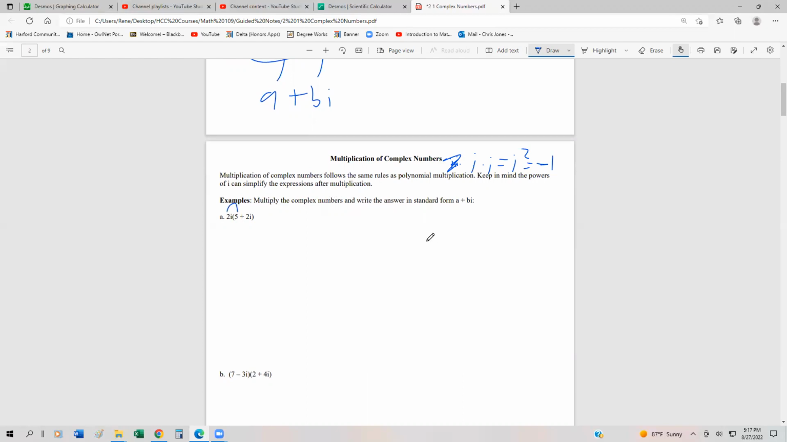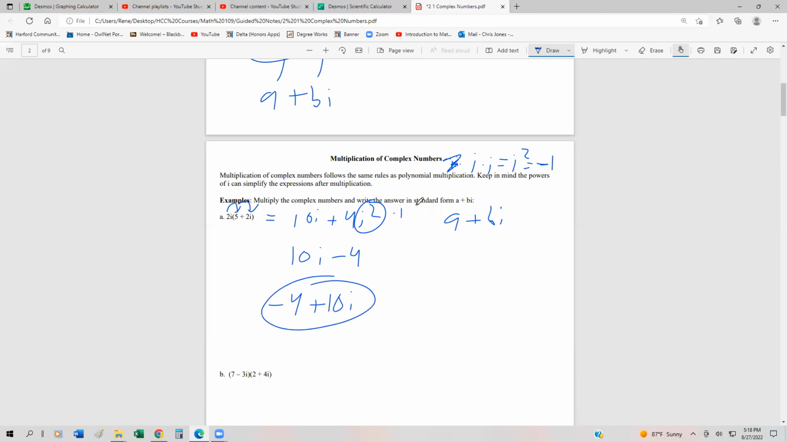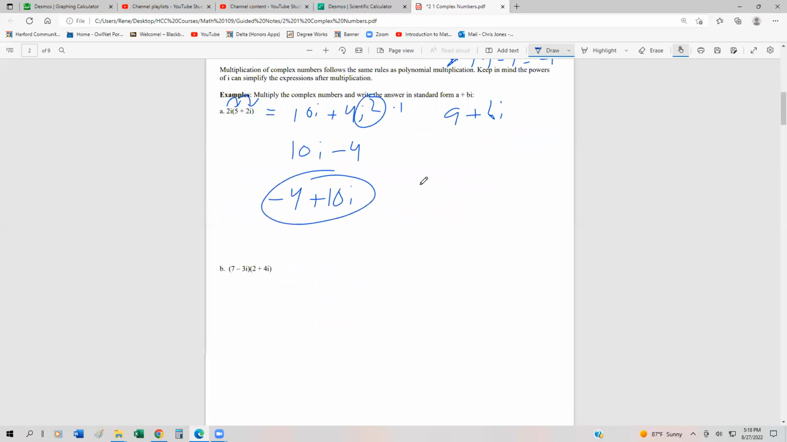So we have 2i times 5 plus 2i times 2i. So this is going to become 10i plus 4i squared. And remember, i squared is the same thing as -1. So one way to write this would be 10i minus 4. If we were to write it in the form a plus bi, we should probably write this as -4 plus 10i. All right, so that's all we have to do to multiply complex numbers. Just distribute or FOIL it out.